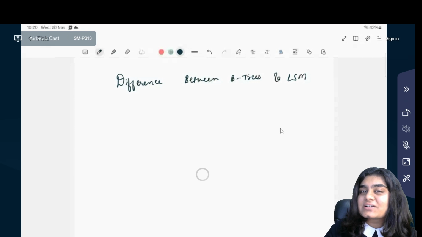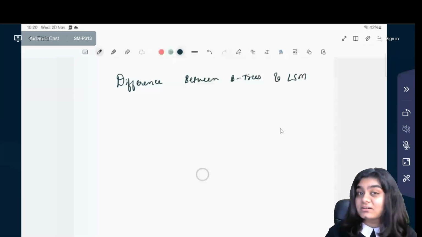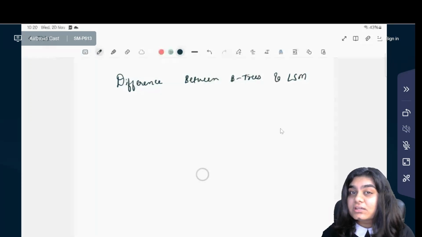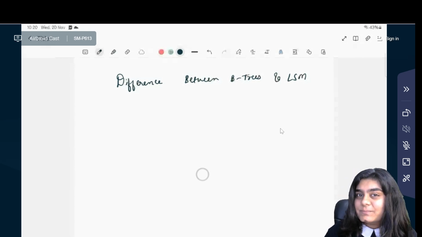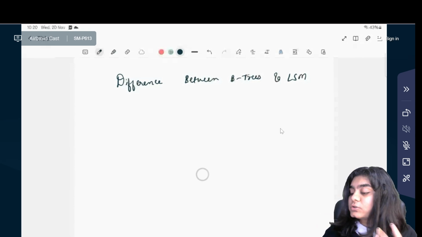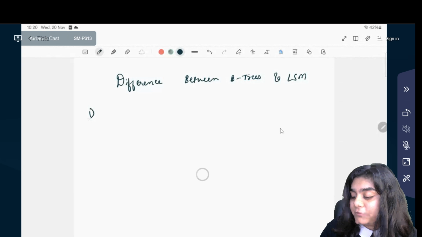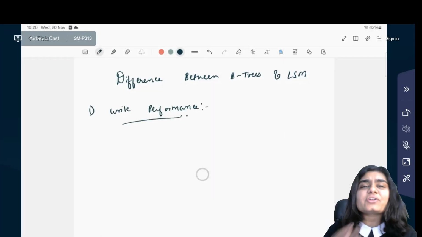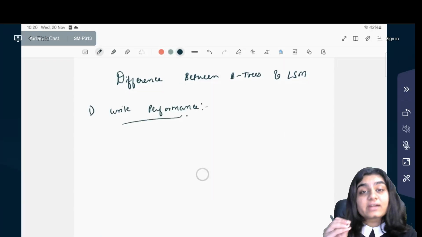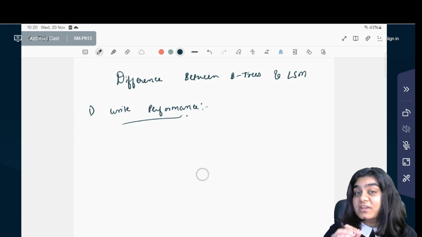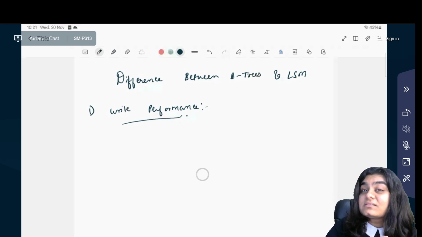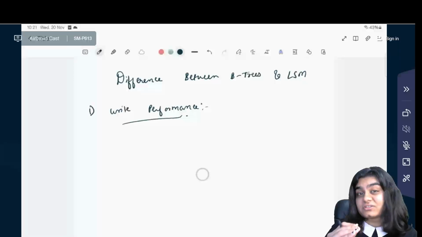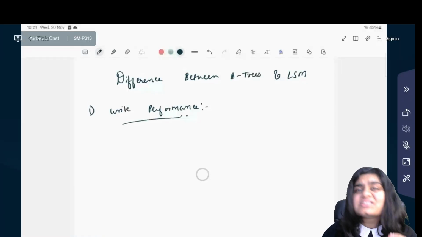The choice of data structure depends on factors such as write heavy or read heavy workloads, storage efficiency, and system requirements. So let's talk about the write performance. LSM trees tend to perform better for writes due to their sequential write pattern, while B trees can experience higher write amplification because of frequent page splits.